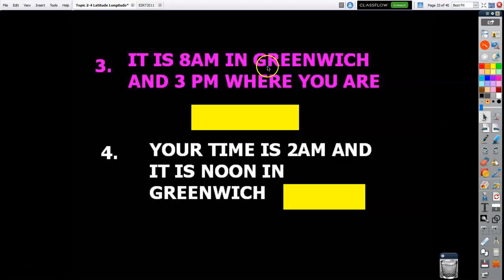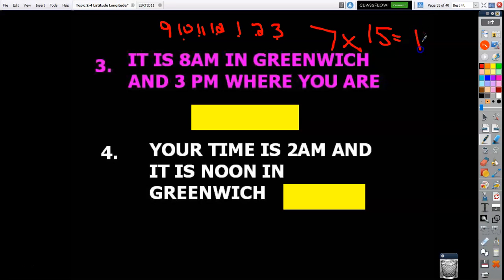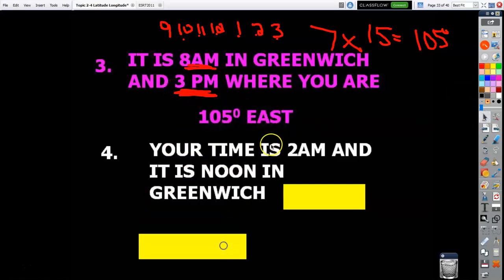A couple more. It's 8 a.m. in Greenwich and 3 p.m. where you are. So 8 a.m. to 3 p.m. So that's 9 a.m., 10, 11, 12, 1, 2, 3. That's 1, 2, 3, 4, 5, 6, 7. You're 7 hours different, right? Times 15. 7 times 15 is, what is that, 105? If I'm doing the math right, 105. And you are 3 p.m., so you're later than 8 a.m. Later in the day, right? You're heading to the east, so you would be 105 degrees east.